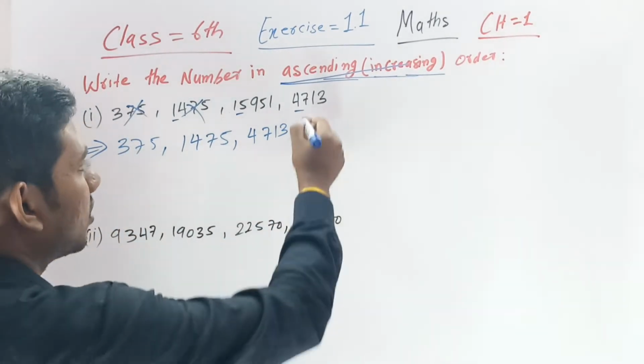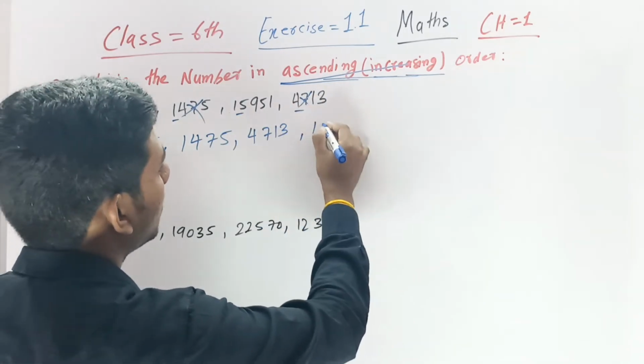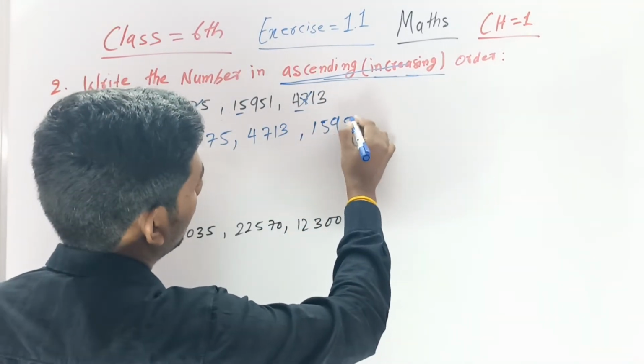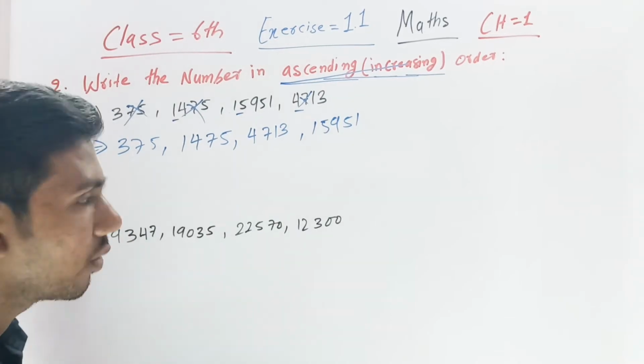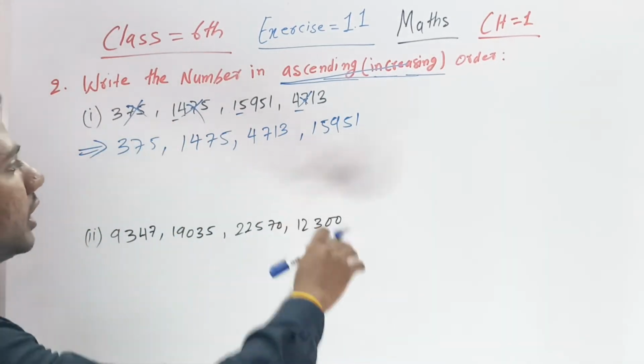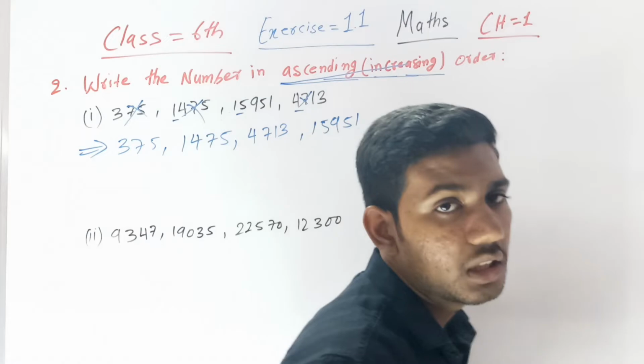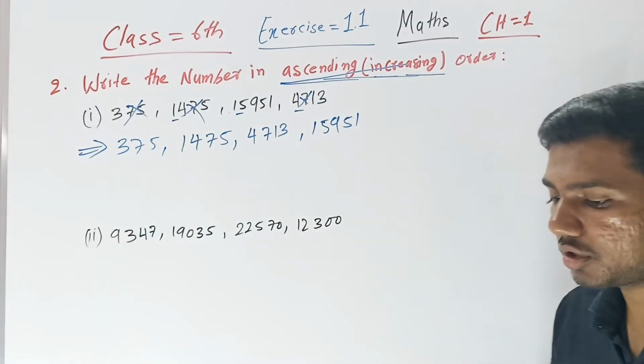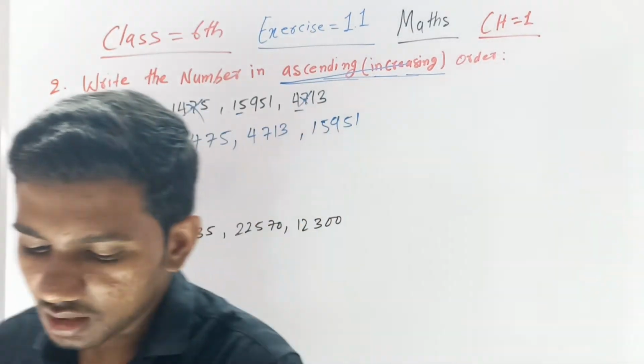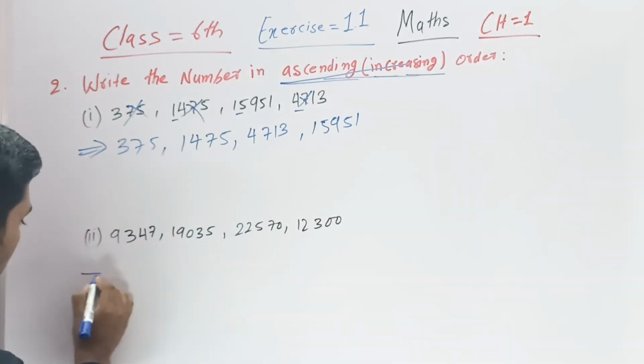So write 4,713. Now cut that. Then which is left? Only 15,951. So I hope this is completed and you understand this. Now see the second question. The second question is very easy. In that, we have to find the answer.